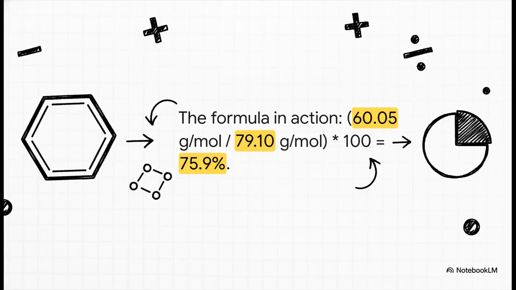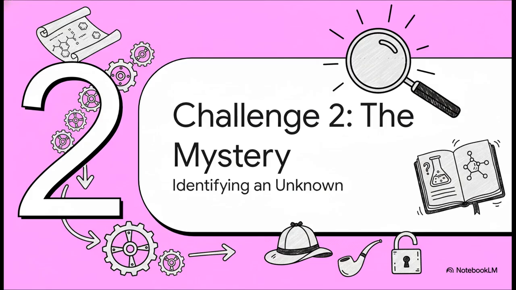Now, to find the percentage for carbon, we just take its total mass. That was 60.05, divide it by the molecule's total mass, 79.10, and then multiply by 100. And that gives us 75.9%. We then do this exact same calculation for hydrogen and for nitrogen to finish our blueprint. Easy enough? All right, you've totally mastered the blueprints.